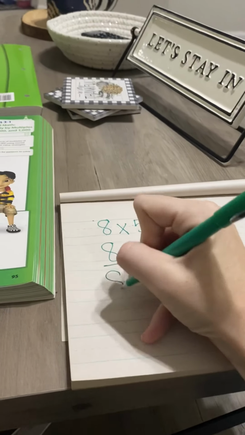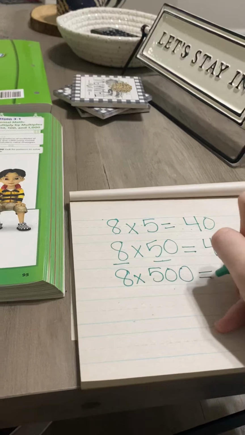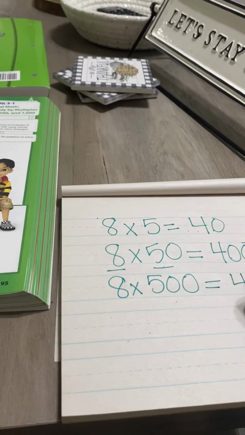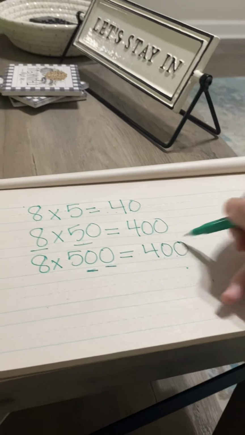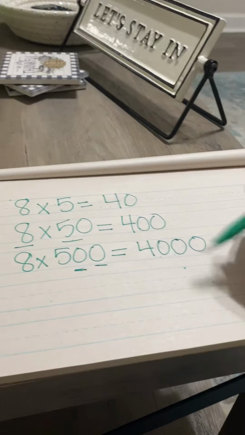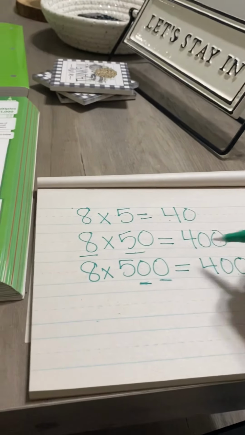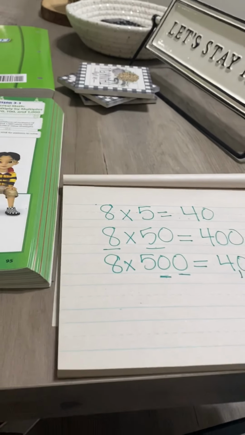All right, so 8 times 500, take what we know, 8 times 5 is 40. Now we add 2 zeros, so make sure you add an additional 2 zeros. Sometimes these can get tricky when we're dealing with a number that has a 0 in it. So just make sure. Notice I'm underlining things to be sure that I have it.